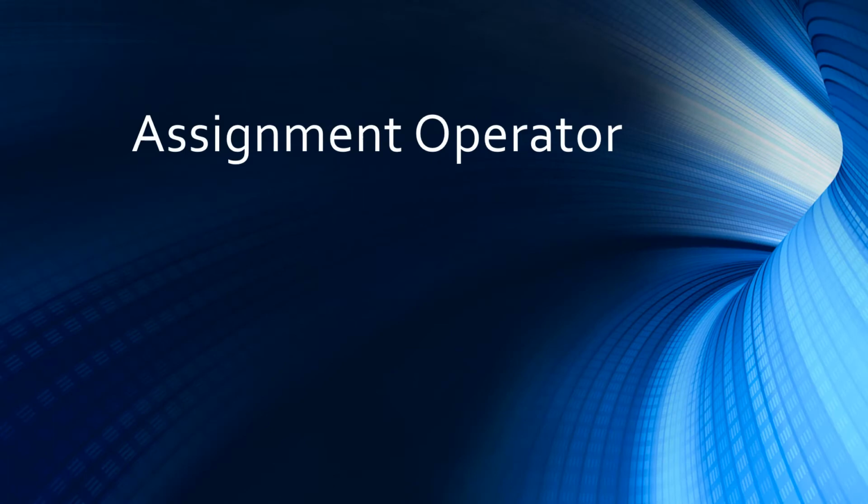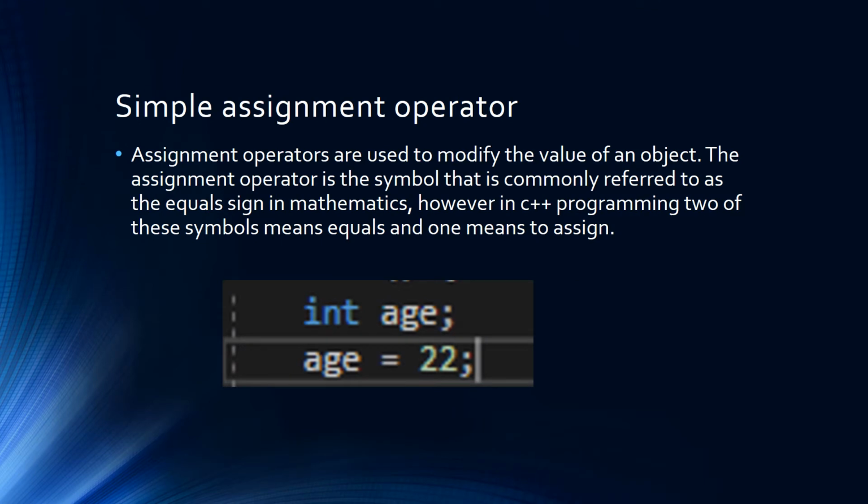Assignment operator. The assignment operators are used to modify the value of an object. The assignment operator is the symbol that is commonly referred to as the equal sign in mathematics. However, in C++ programming, two of these symbols mean equals and one means to assign.